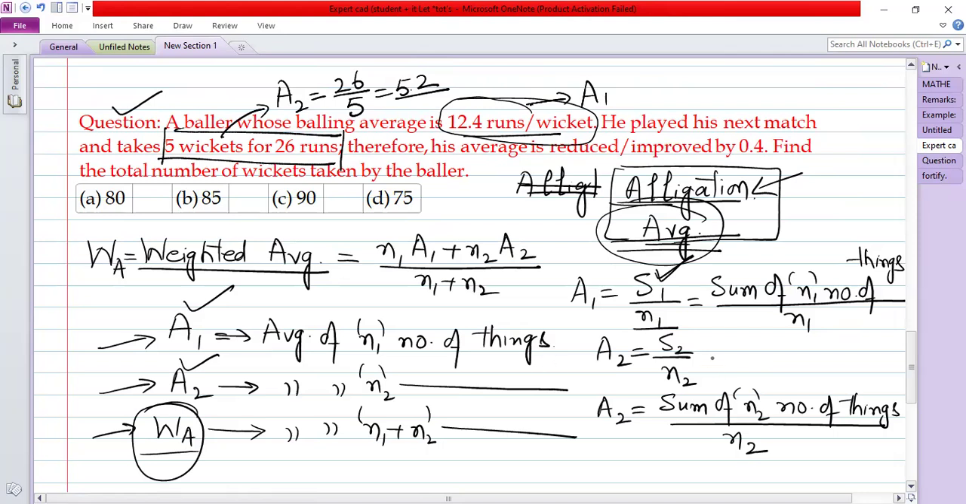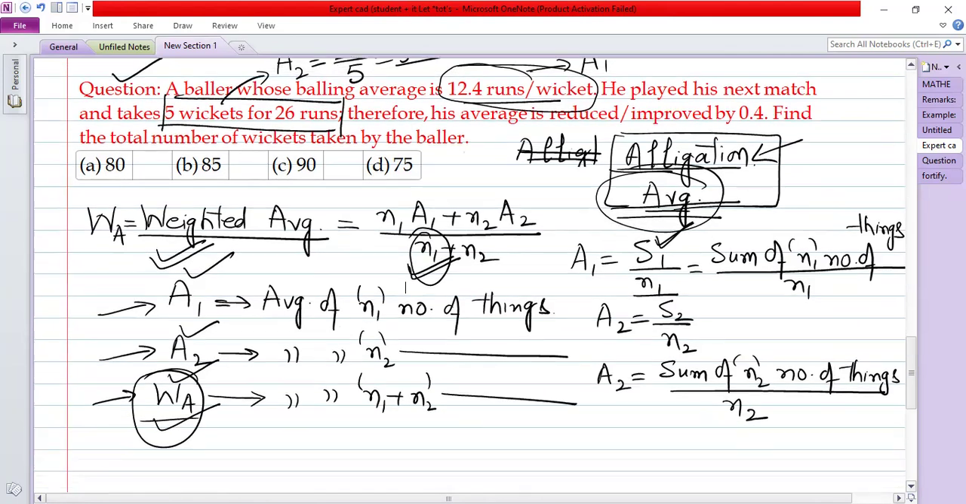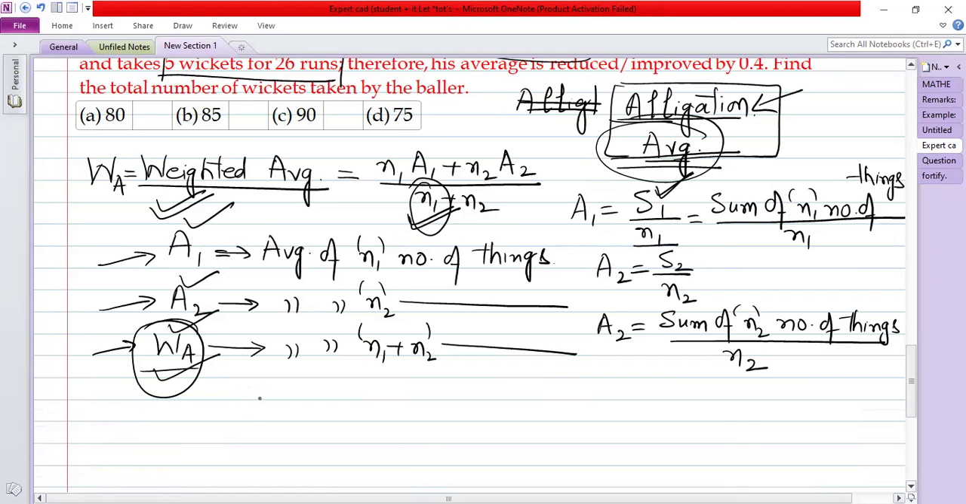Now here, A3 is nothing but the combined weighted average of all the 13 matches. So A3, or we can say this WA, will be the weighted average of all the combined 13 matches. How? Because what is our N1? N1 is to be calculated here, but what is the meaning of N1? Here, N1 is the number of wickets taken.